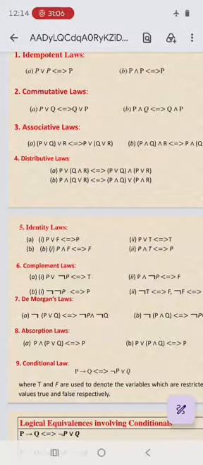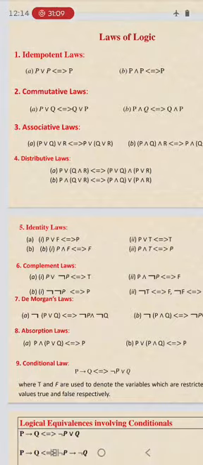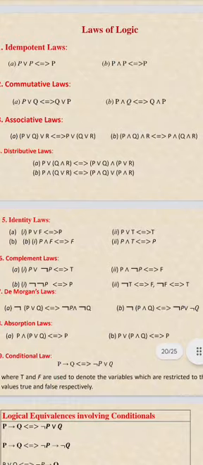Next law is De Morgan's laws. Negation of (P or Q) is equivalent to negation P and negation Q. One side is the or symbol, the other side is the and symbol. The negation is distributed inside the statement. Then negation of (P and Q) is equivalent to negation P or negation Q.